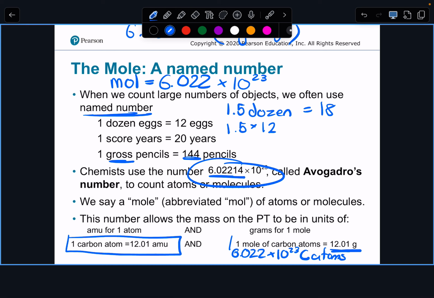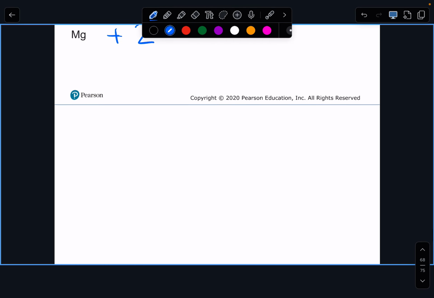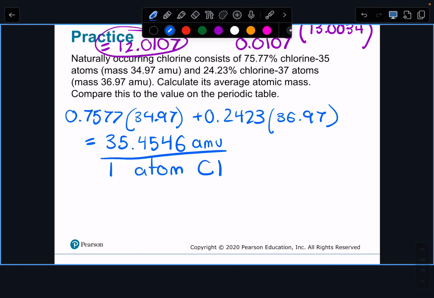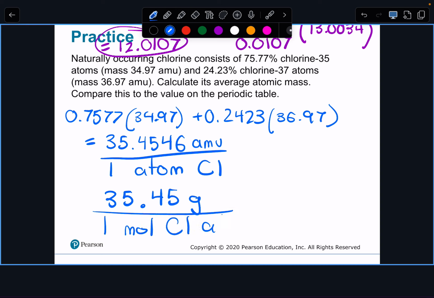So that's the last conversion factor now. So we said up here, 35.45 AMU per 1 atom. Now we can also say 35.45 grams per 1 mole of chlorine atoms.